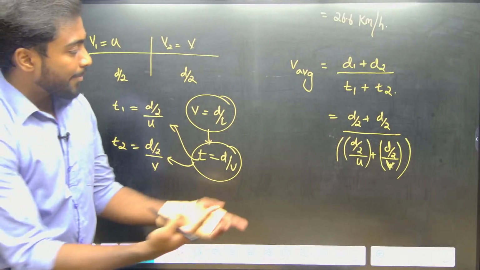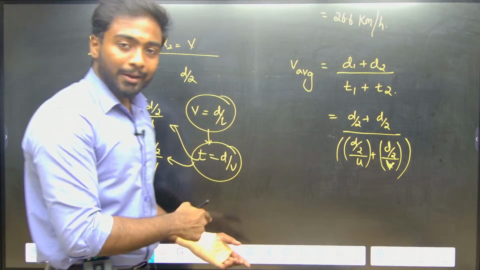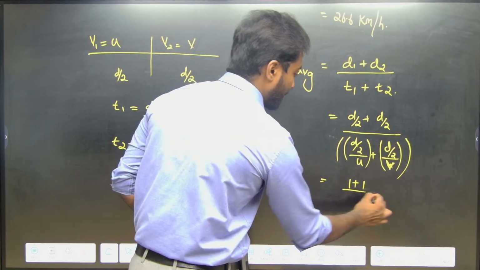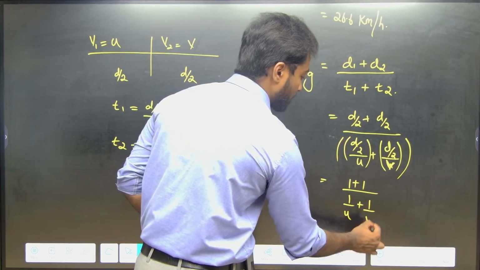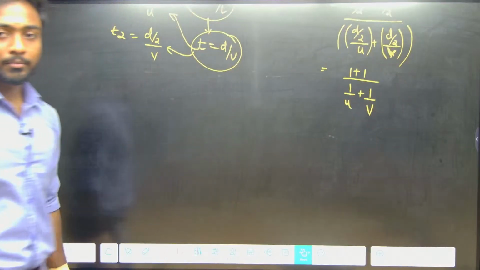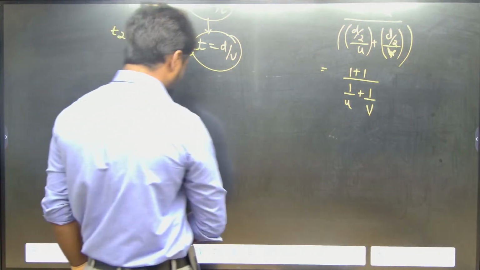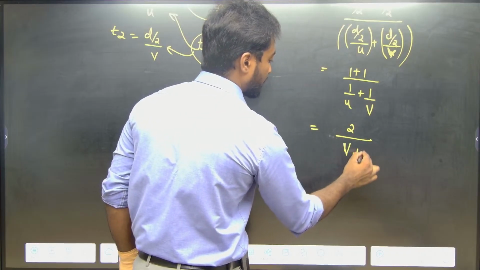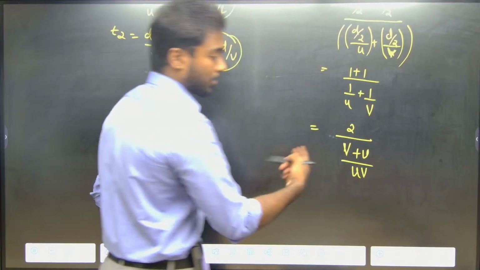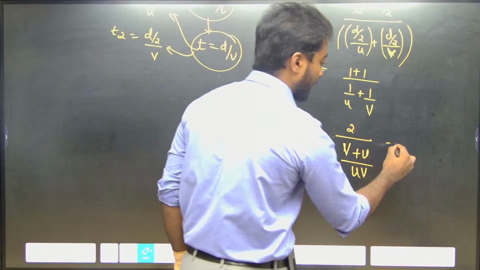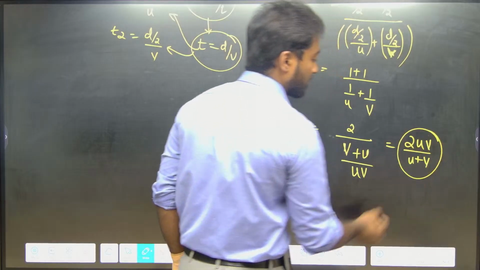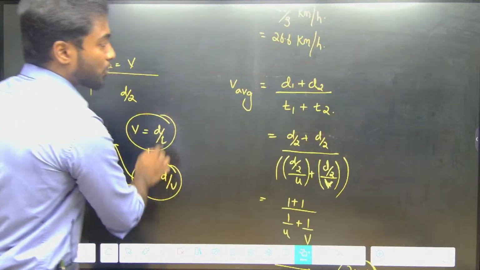Got it? d by 2 I can take commonly outside from the numerator as well as the denominator too. I can cancel it out. So 1 plus 1 divided by 1 by u plus 1 by v. Now cross multiply the things. So 2 divided by v plus u by uv. If you take the denominator to the numerator, 2 times uv by u plus v you will get. So this is the formula we have used here.